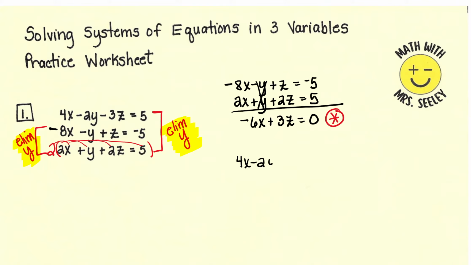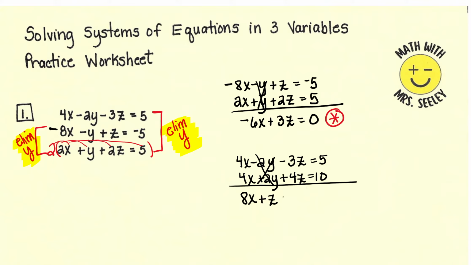4x minus 2y minus 3z is equal to 5. The bottom equation, 2 times 2 is 4x. 2 times y is 2y. 2 times 2 is 4z. And 2 times 5 is 10. Okay, let's put those equations together, and we get 8x plus z is equal to 15. That is our second star equation.